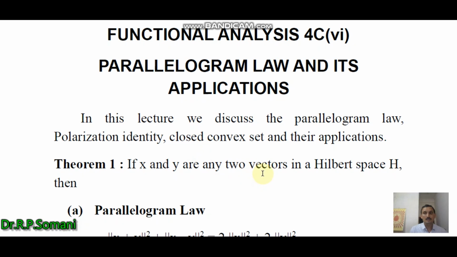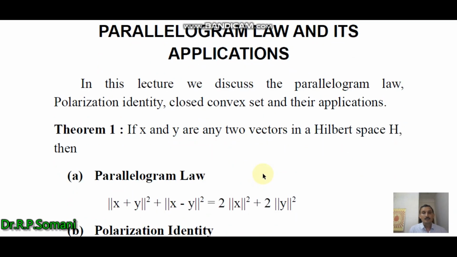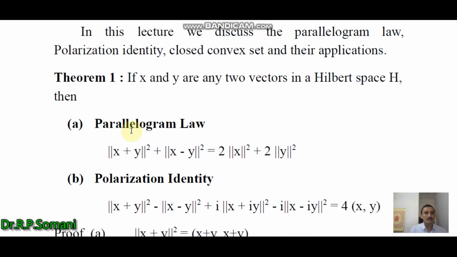First we see theorem 1: if x and y are any two vectors in a Hilbert space H, then part A is the parallelogram law, which tells us that norm of x plus y squared plus norm of x minus y squared equals twice norm x squared plus twice norm y squared. This is known as the parallelogram law.